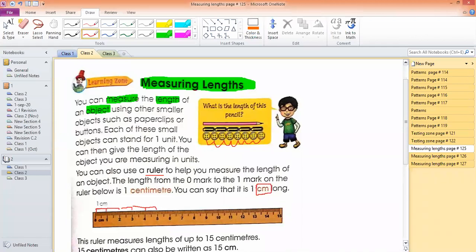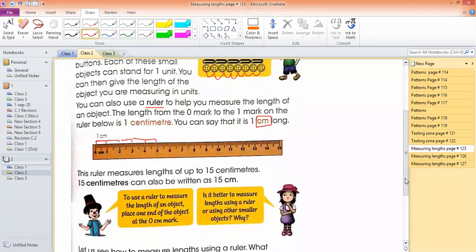So this ruler is 15 centimeters long and it can measure objects which are 15 centimeters long or less than 15 centimeters long. Okay. So this ruler can measure up to 15 centimeters. We can write 15 centimeters in that way also, or we can just write cm instead of centimeter.